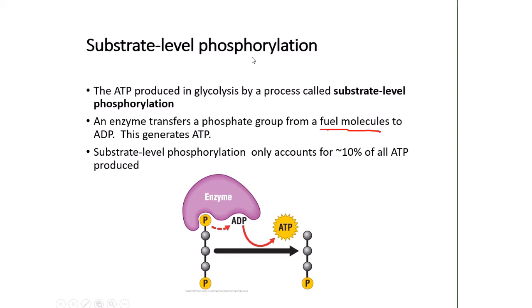As mentioned earlier, substrate-level phosphorylation is not the main method of creating ATP. It only accounts for roughly 10% of all the ATP that is going to be produced.